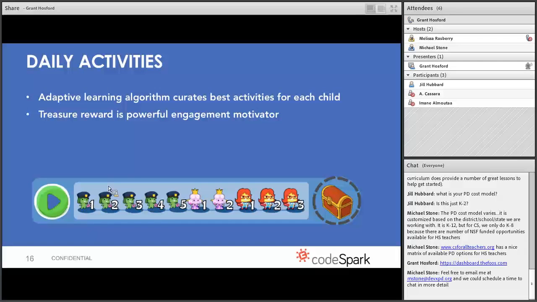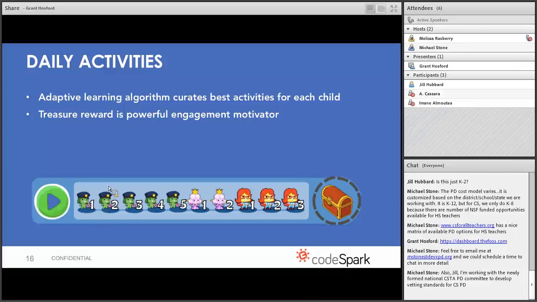So we have daily activities in the app. It doesn't eliminate the need for the teacher to use the lesson plan, but certainly if you want to use the app as like, hey, it's free time, do you want to go play CodeSpark Academy? Great. Everyone who opens that app will have their own set of activities for that day, depending on how far they've gone in the app. So it's personalized to each student.